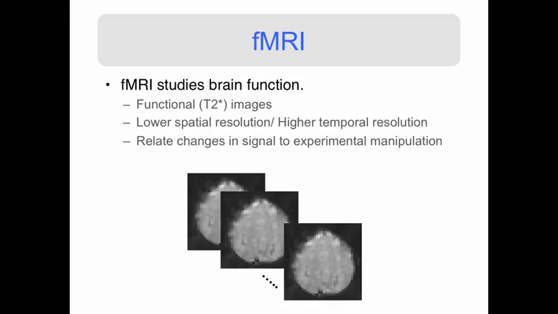Functional magnetic resonance imaging, or fMRI, studies brain function. Here we collect functional images, or T2 star weighted images, and they give us lower spatial resolution, as we see in the images below, but higher temporal resolution. So we acquire a new image every 2 seconds or so. Because we have a series of images acquired every 2 seconds, we can relate changes in signal to the experimental manipulation. So we can perform a task while collecting these images and try to link the task and changes in signal.